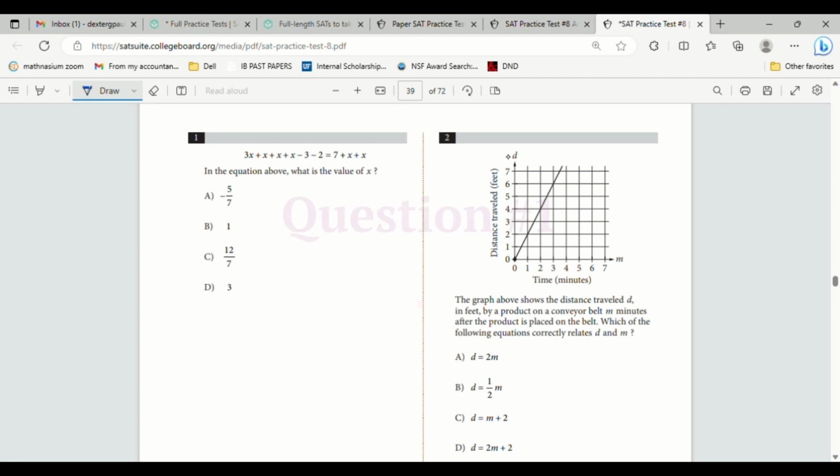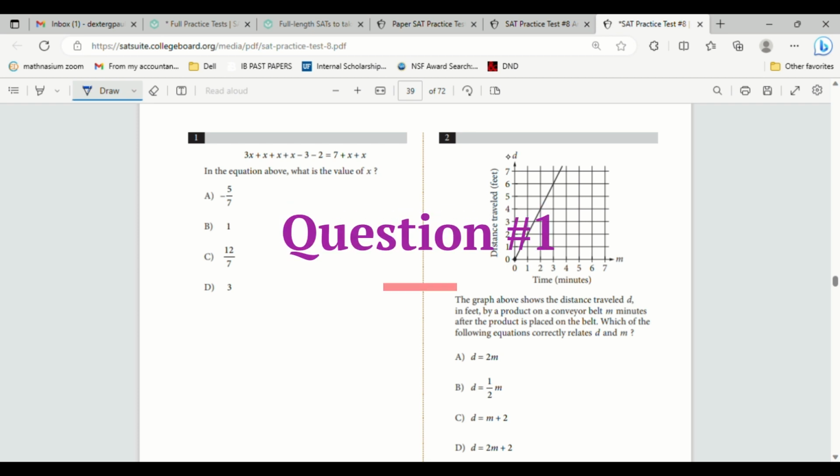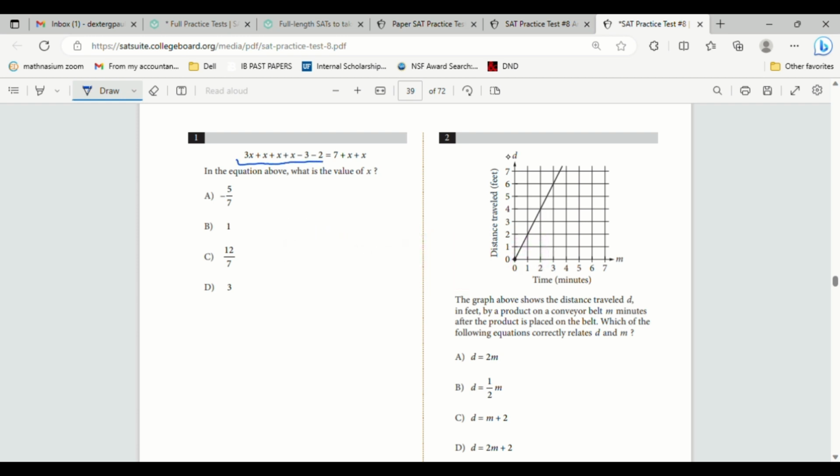So, number 1, in the equation above, what is the value of x? So we see here we have a lot of x variables on the left hand side, and two constant terms, so we're going to add our like terms. So 3x plus x plus x plus x is 3, 4, 5, 6x. And then minus 3 minus 2, that's 6x minus 5 equals 7 plus 2x.